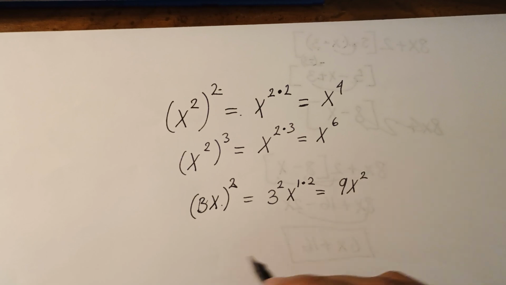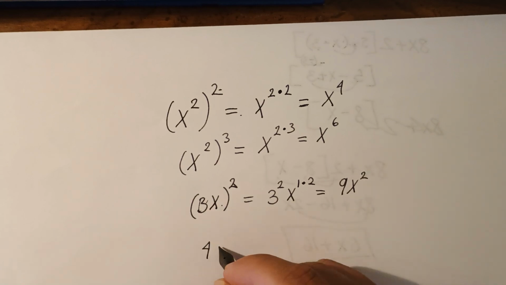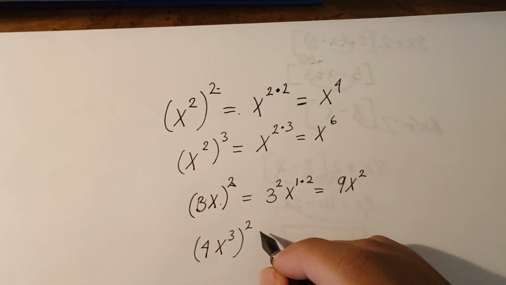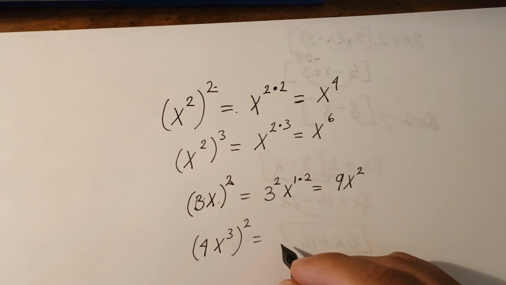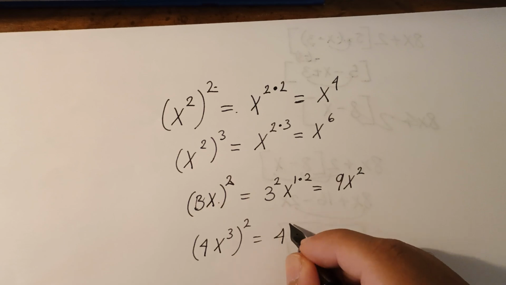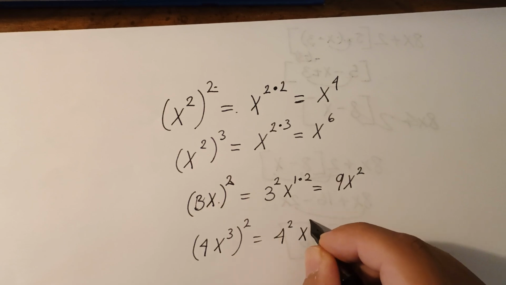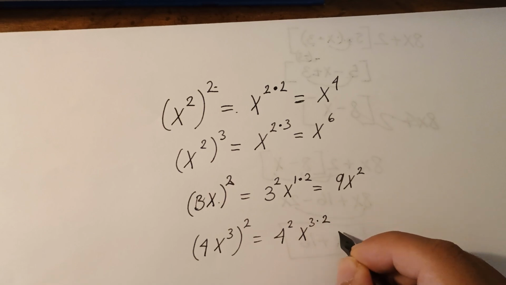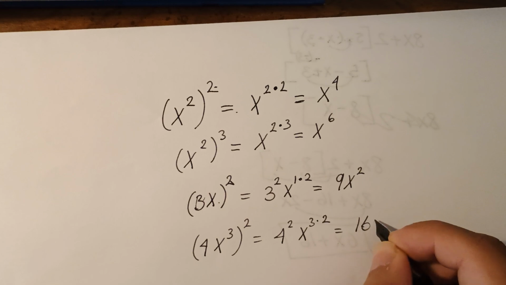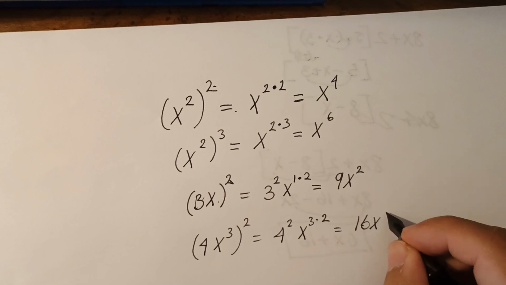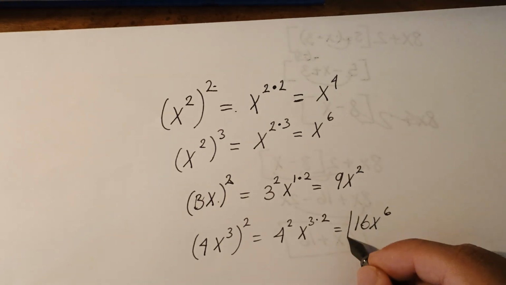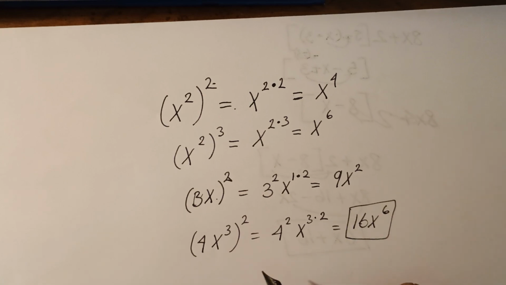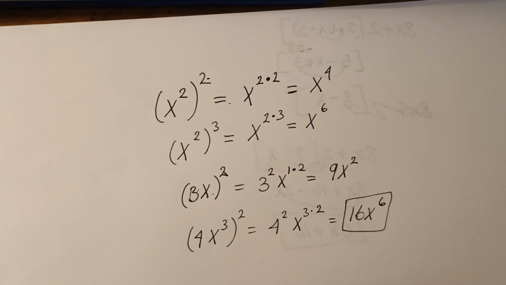squared. If we had 4x cubed to the power of 2, something like this, we would do 4 squared and then the exponent rule here. And we're going to get 16x to the power of 6. 16x to the power 6. So that's the exponent to exponent rule.